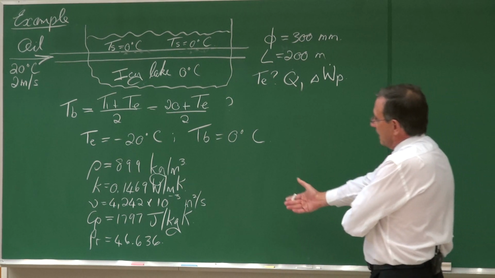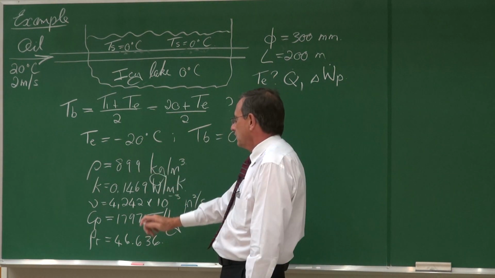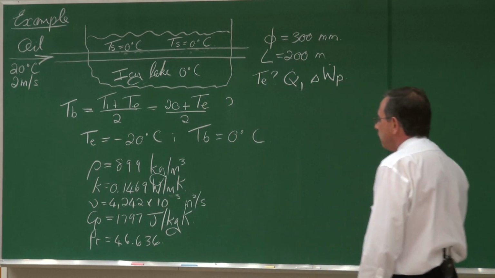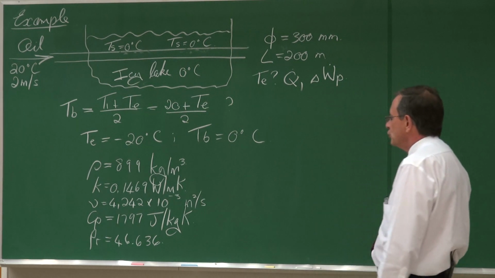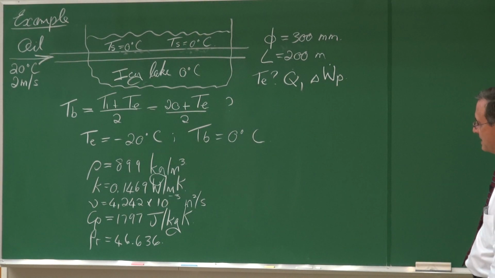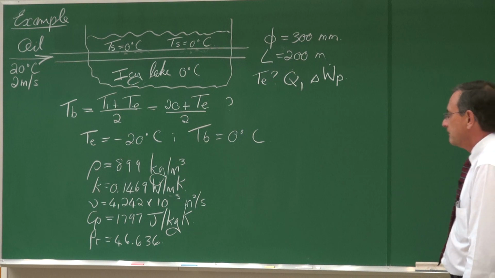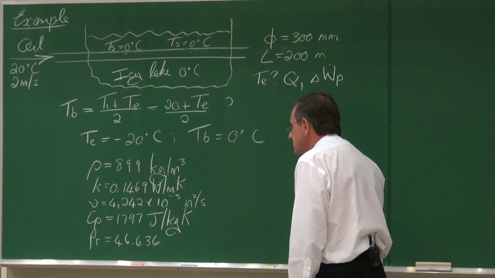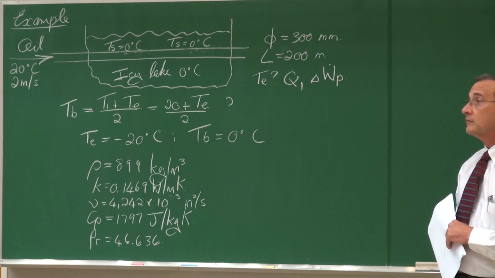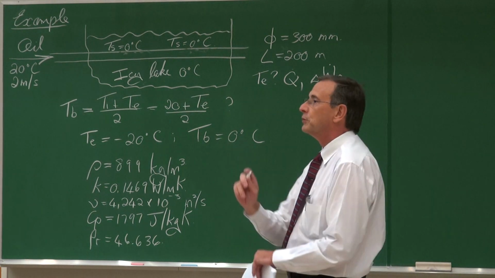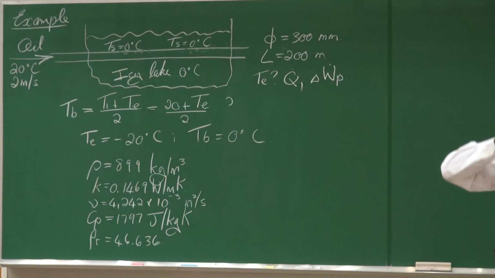I'm just going to give you the values again. Density 899, the K value 0.1469, the kinematic viscosity 4.242 multiplied by 10 to the -3, the CP value 1797, and the Prandtl number 46.636. Is that not 46,000? I'm going to get to it just now.